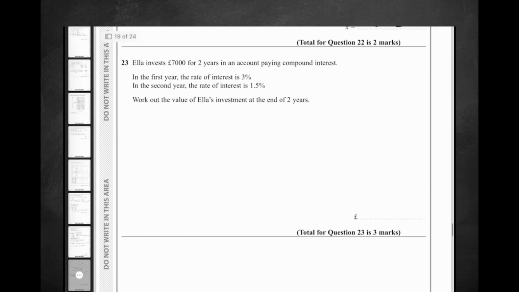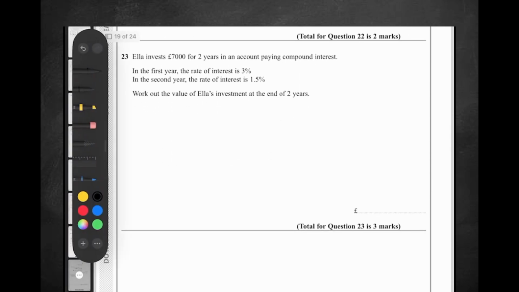Question 23. Ella invests £7,000 for 2 years in an account paying compound interest. In the first year, the rate of interest is 3%. In the second year, the rate of interest is 1.5%. Work out the value of Ella's investment at the end of the 2 years.